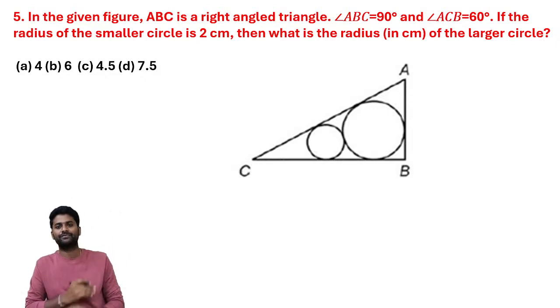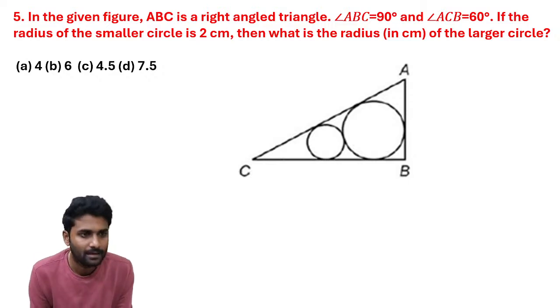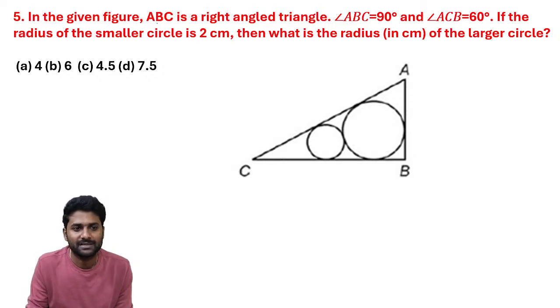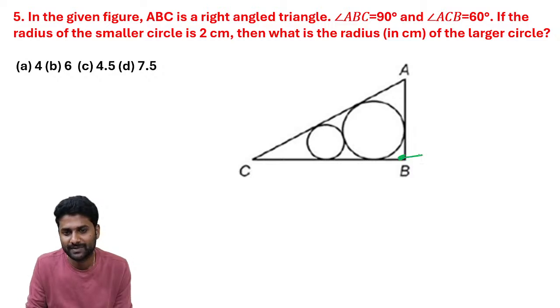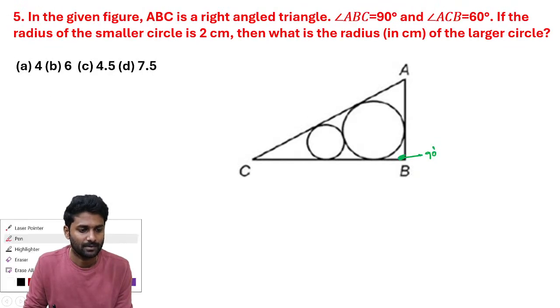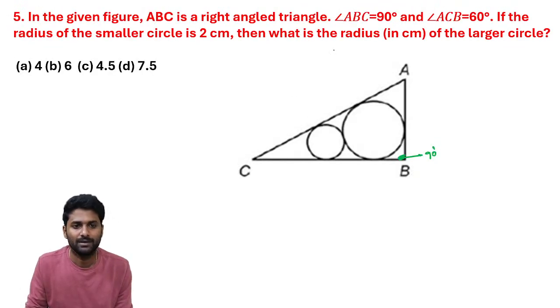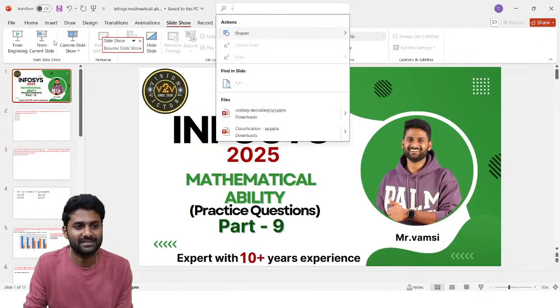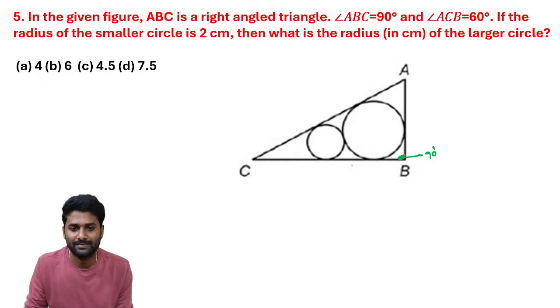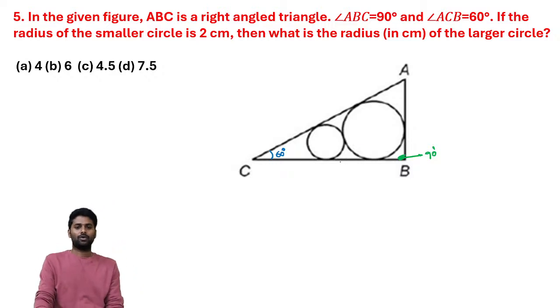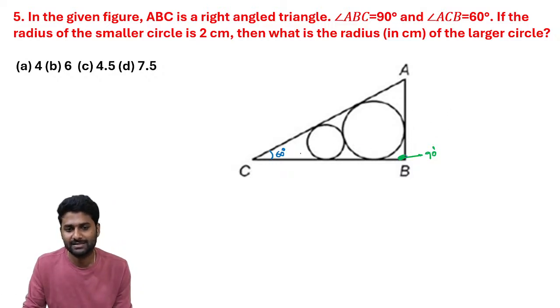Guys, let's see this question. In the given figure, ABC is a right angle triangle. If it is a right angle triangle, you know two sides make an angle of 90 degrees. Angle ABC is 90 degrees, and here the angle at B is 60. As you know the property, the sum of all internal angles is 180 degrees. This is 90, this is 60, so definitely this is 30.